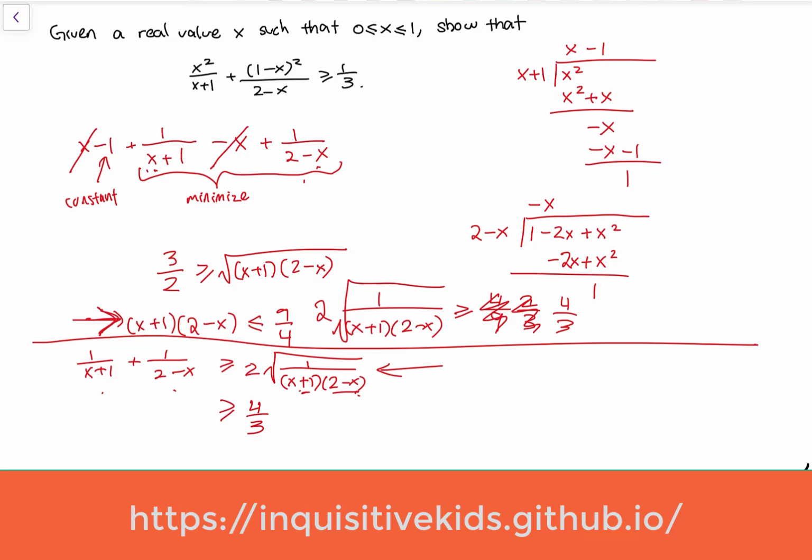But remember, we have to subtract this 1 because we kept it from earlier. So in reality, our original expression, if we subtract 1 on both sides, is greater than or equal to 1/3. So there we have it. We have proven that this inequality is true.